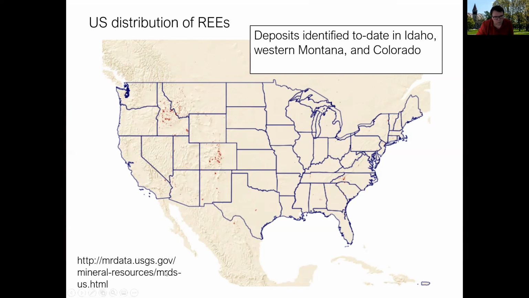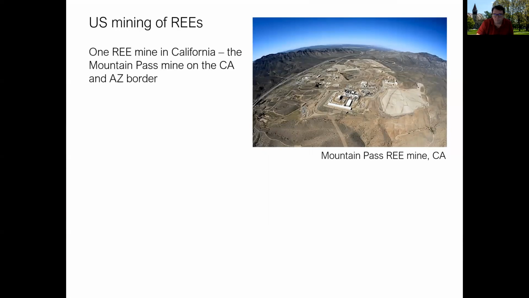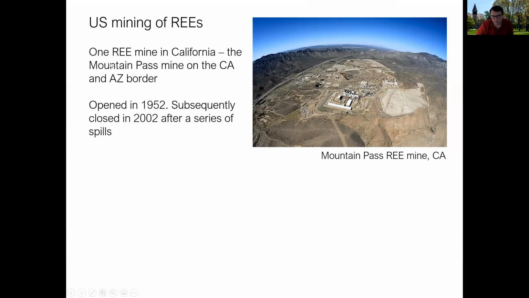So we have the issue of the ores not being very concentrated. We also have the issue that there is not an obvious source for these in the U.S. that can easily be turned on and off to match the price manipulation efforts. So, this is an example from the Mountain Pass rare earth element mine in California. This was around on the California-Arizona border for some time. It opened in 1952. It closed in 2002, and ironically, right before this started becoming an issue to the extent of the price manipulation. And this is actually after a series of spills.